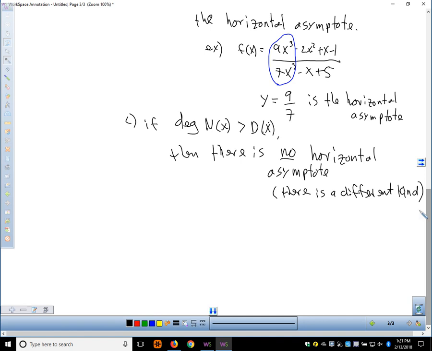It can be slanted, yes. It could be a parabola. It could be a cubic function. It could be lots of different things. All we're doing is comparing. Which one is bigger? There's a different kind.